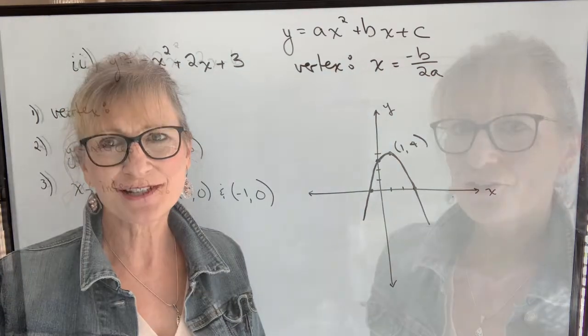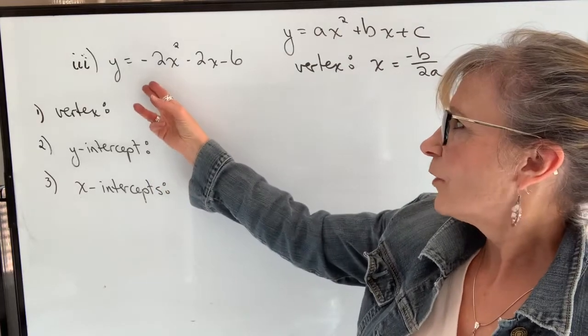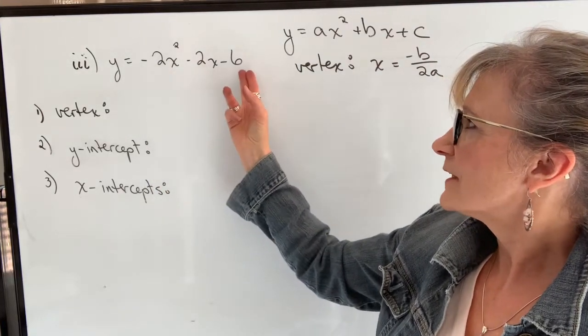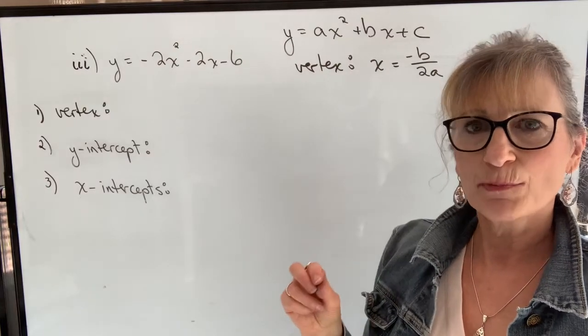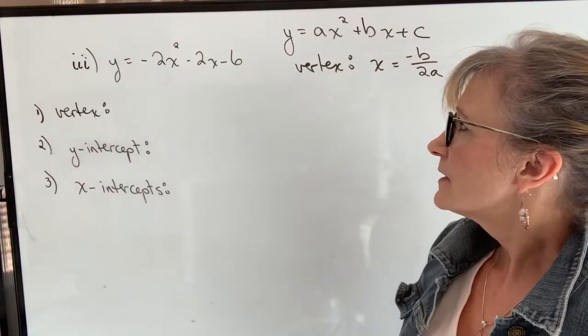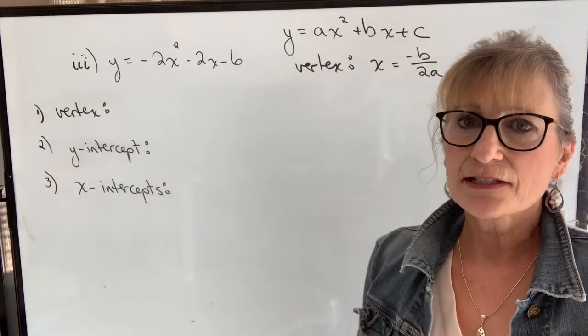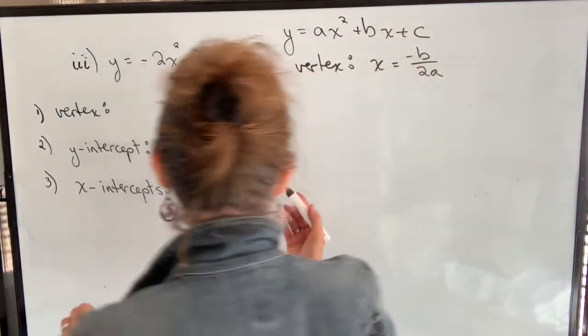Let's do one more example. In our last example, we have y equals negative 2x squared minus 2x minus 6. We know that the parabola will open down and it will have a maximum point at the vertex. So let's find what the vertex is. Let's find the x coordinate first.